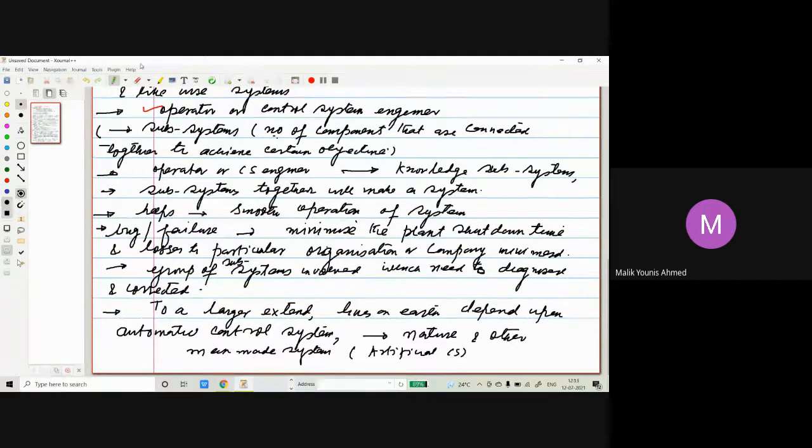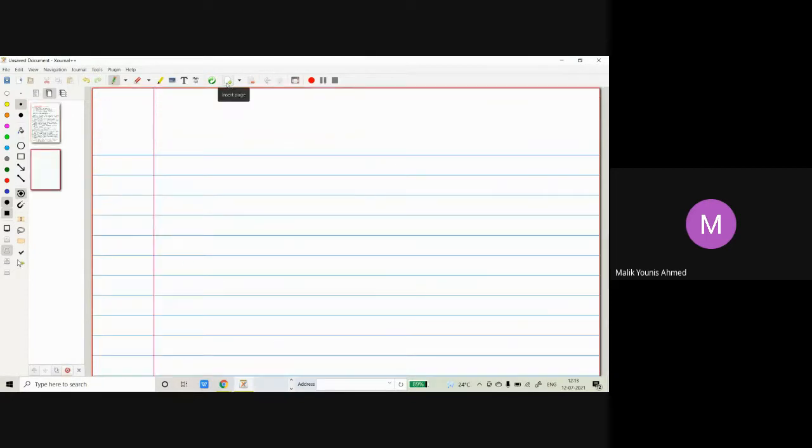So our life, whichever we are living on the earth, you will agree with me, will depend on number of control systems. Some of them are natural control systems. I will be talking about them. Some are man-made control systems. So if I am going to write now the definition of the control system, I think it will be very clear what is the definition of the control system.